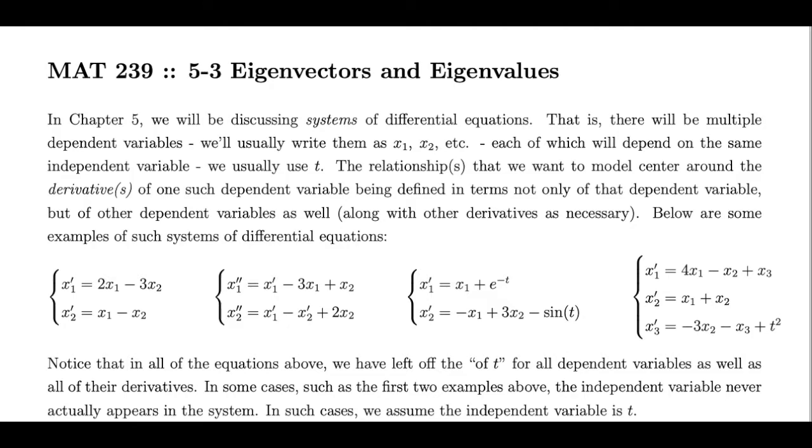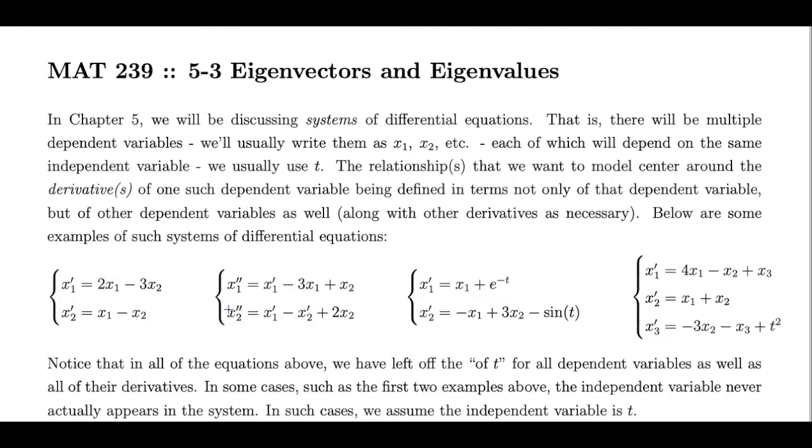Here I've given a few examples of what such systems could look like. In this first example, we have x1 prime equals 2x1 minus 3x2. Just to clarify how we would interpret this, the independent variable is actually not stated anywhere in this differential equation. But as has been customary in this course, we interpret that independent variable to be t. So I believe the way I would interpret this is x1 and x2 are two dependent variables. x1 prime is of course the derivative of the dependent variable x1, and the independent variable for both of those is t. In addition to this first equation, which gives me some relationship between these dependent variables and one of the derivatives, I have a second similar equation.